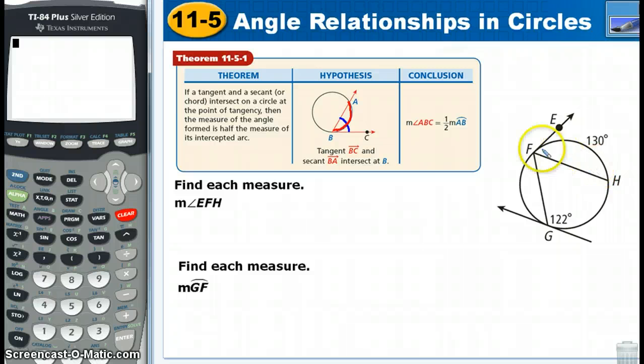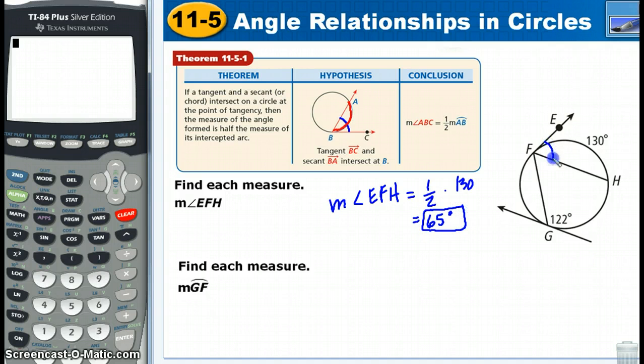So this is the angle. This is the tangent here, EF, and there's the secant, FH. In this case, it's a chord. And what this tells us is that the arc measure is 130. So using this formula, the measure of angle EFH is equal to 1/2 the arc between the tangent and the chord. So 1/2 of 130, which is 65 degrees. So this angle here would be 65 degrees.